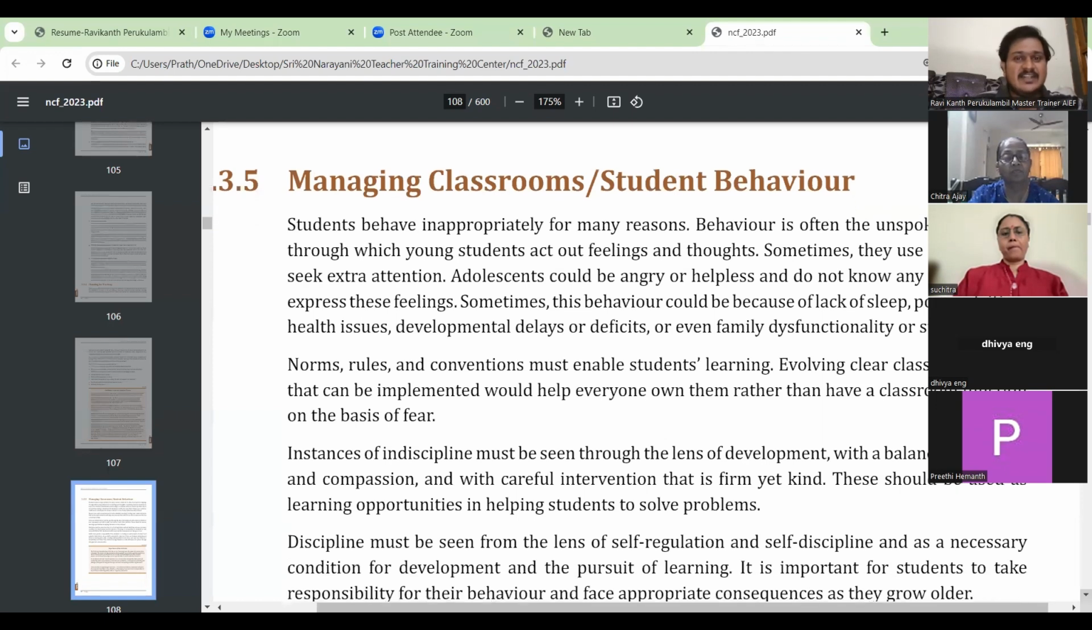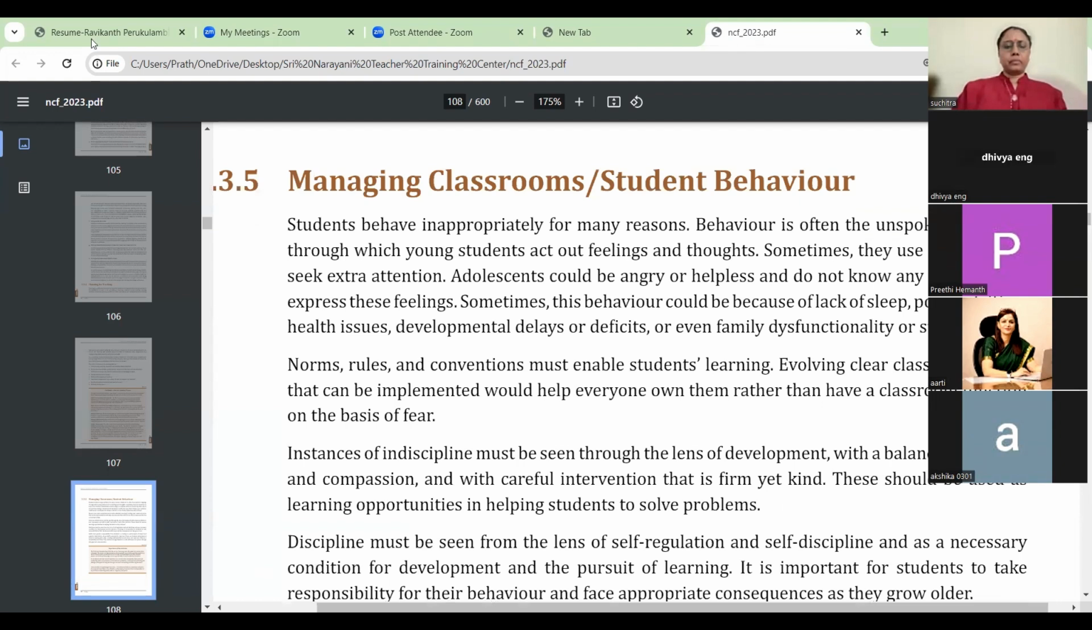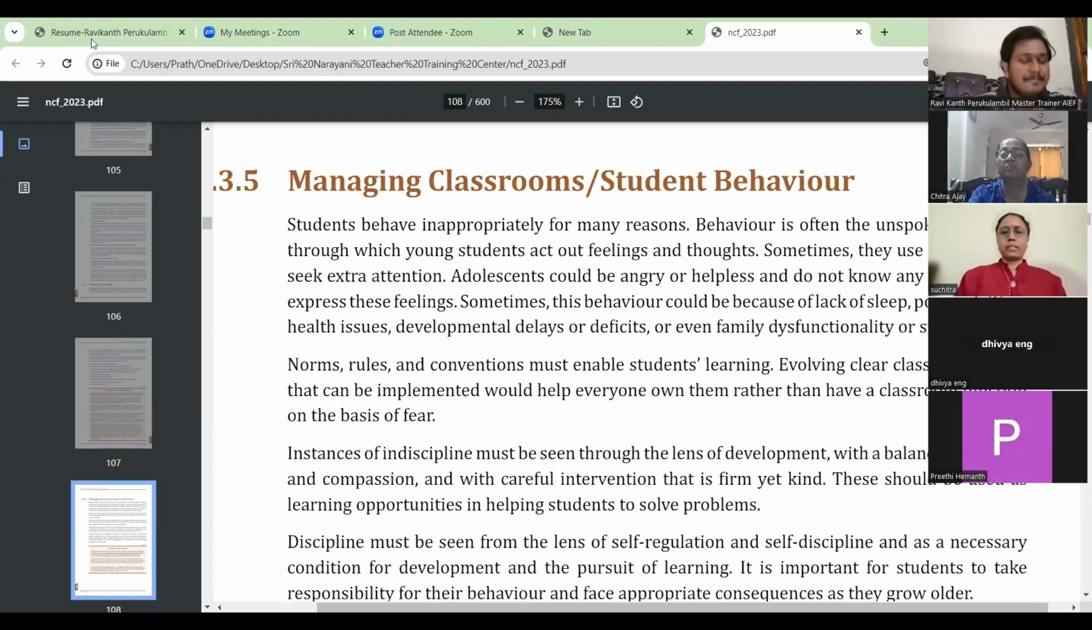Yeah. Moving further, managing classrooms and student behavior. Suchitra ma'am, will you read out? Yes, sir. I'm reading.